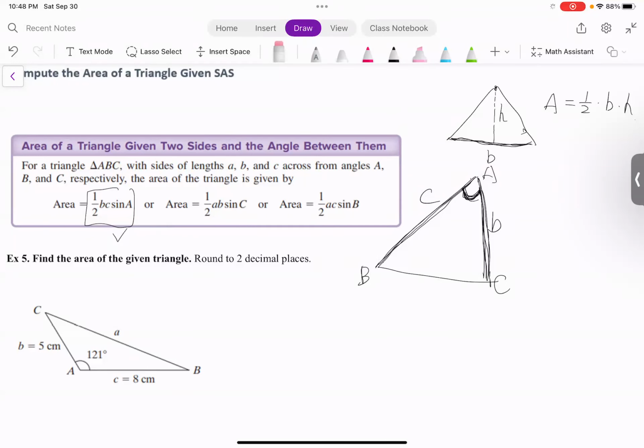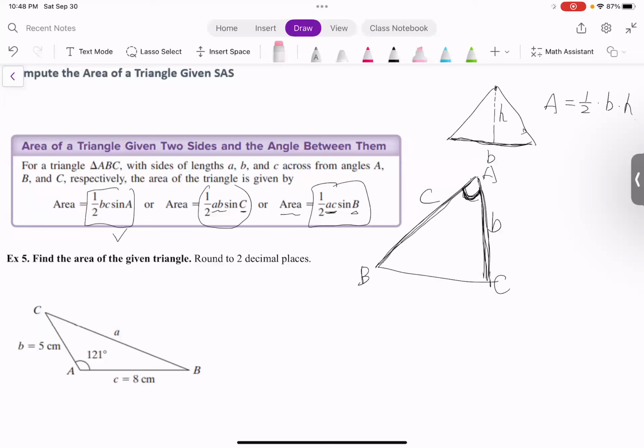So also the area formula equals 1/2 times a times b times sine C. The C is between a and b. Or area equals 1/2 times a times c times sine B, because the B is between a and c.